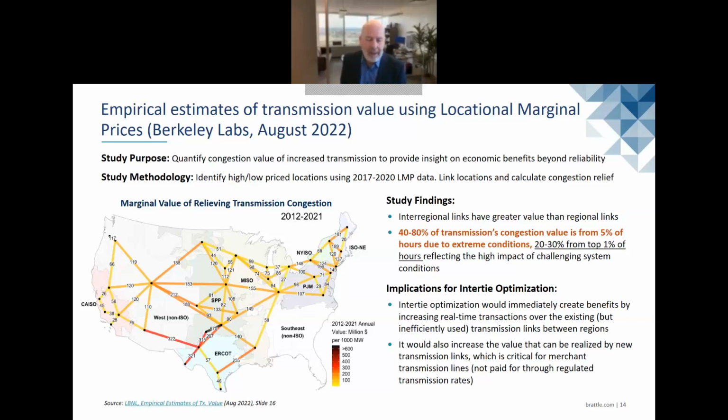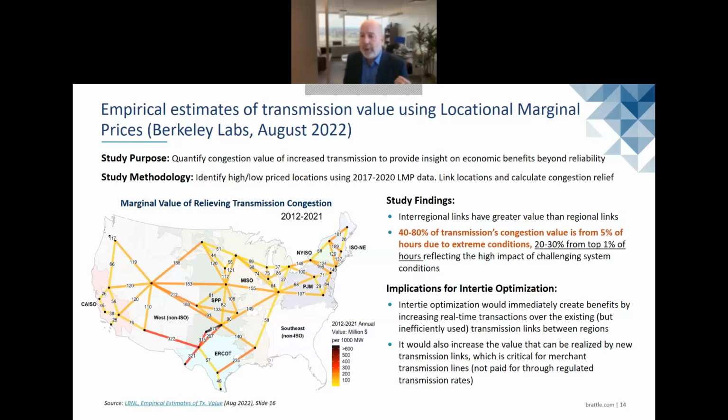Implementation cost is very low. It's just software. You don't have to build transmission. You don't have transmission cost allocation that you need to worry about. The ISO settlement systems are already designed to provide LMP-based compensation.